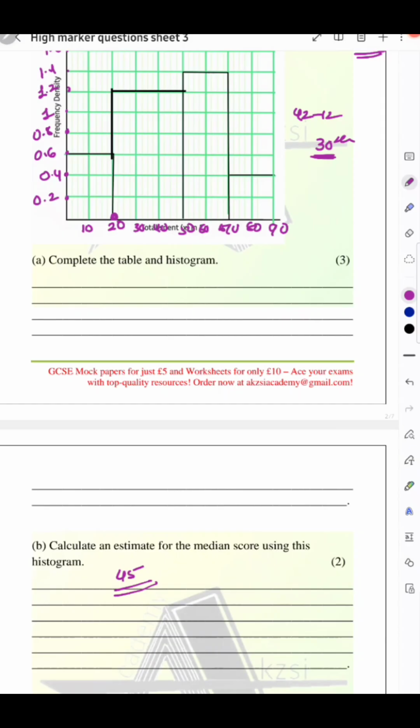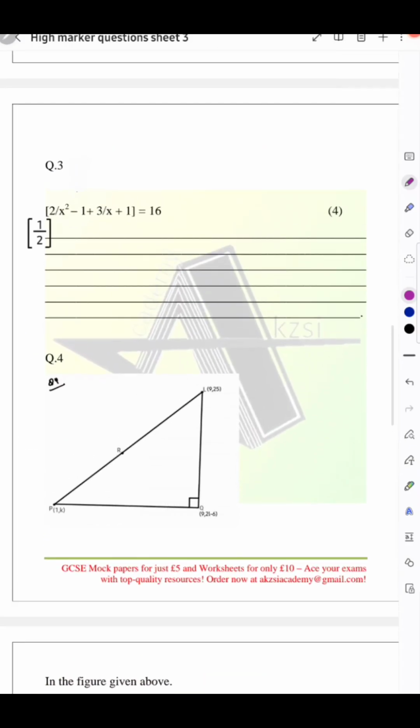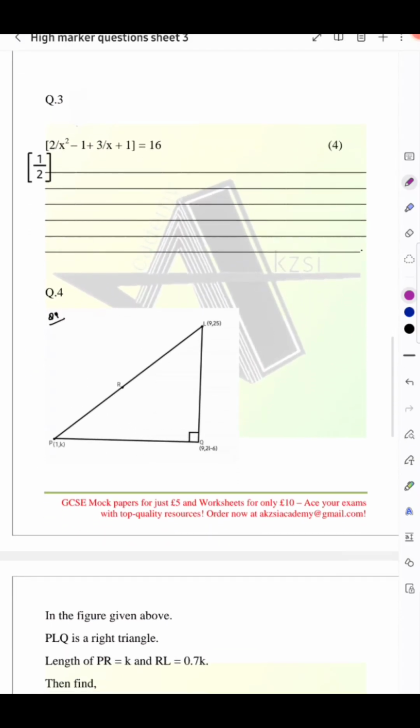Now moving on to the next question. Question number 3 is (1/2) to the power of 2 over x squared minus 1 plus 3 over x plus 1 is equal to 16.